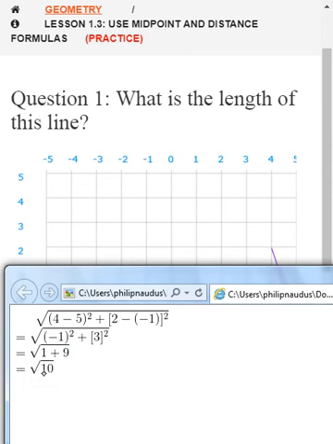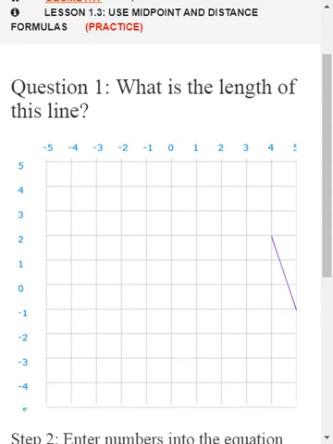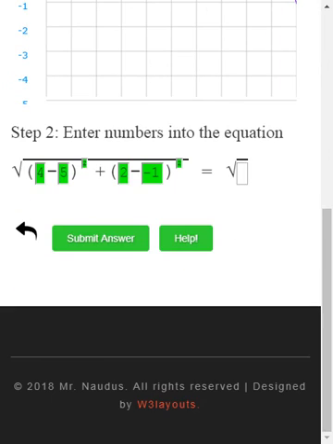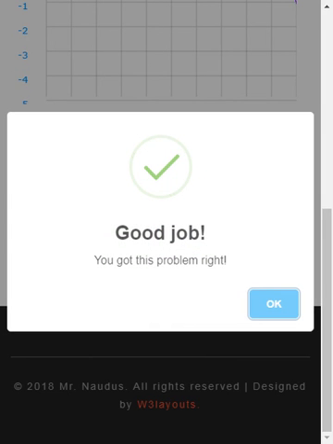I'm not sure how to take the square root of 10, but I notice that right here, I just enter the square root of something, and that something is 10. And that's my answer.